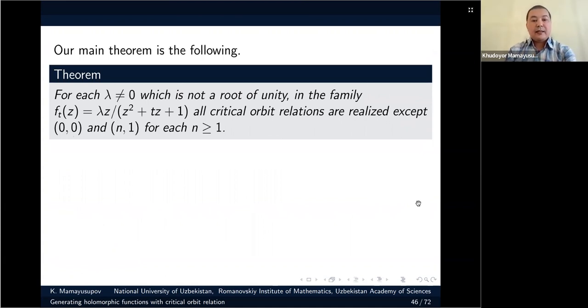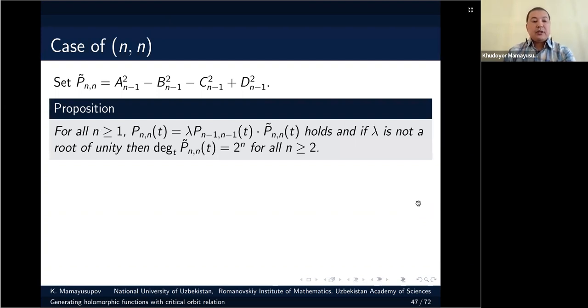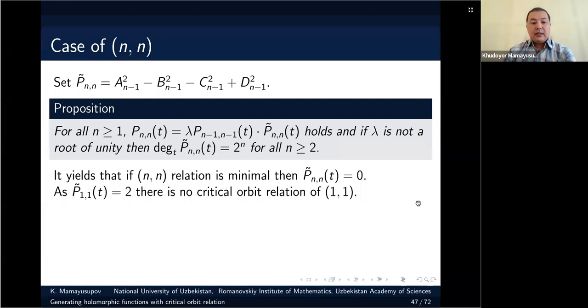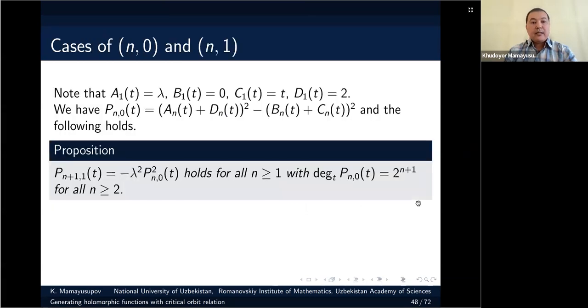And the main result is here. If lambda is not a root of unity and fixed, then in this family, parameterized by T, all critical relations are realized except 0, 0 and 1, n and 1 for each n. Yeah, these are not possible. So define P and M as previously. I don't want to stop here. We explicitly know the tilde for the case of n, and we have this factorization. And we know the degrees. So if n relation is minimal, then tilde is 0, and we can also see 1, 1 is not realized here, and we have this factorization. And for the case of n0 and n1, as I said, we have this proposition.